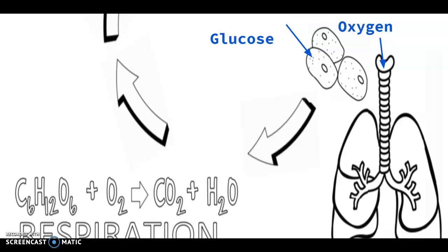So the glucose is brought into our bodies through the digestive system. So when you eat something that has glucose in it, you're bringing that into your body. So it goes through the process of digestion. And then the oxygen comes in by way of the respiratory system.